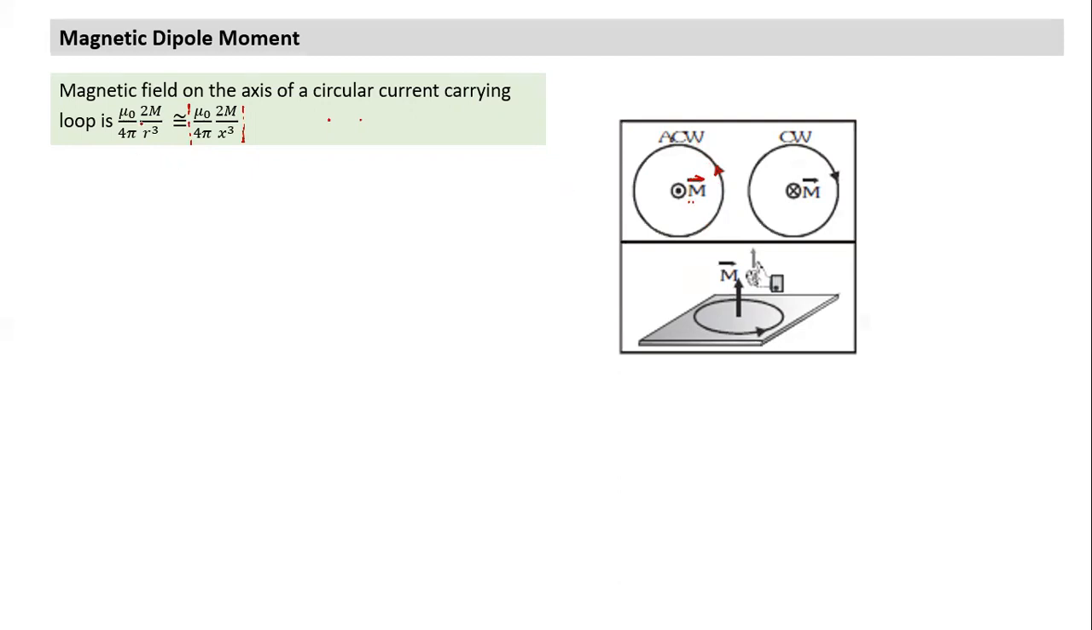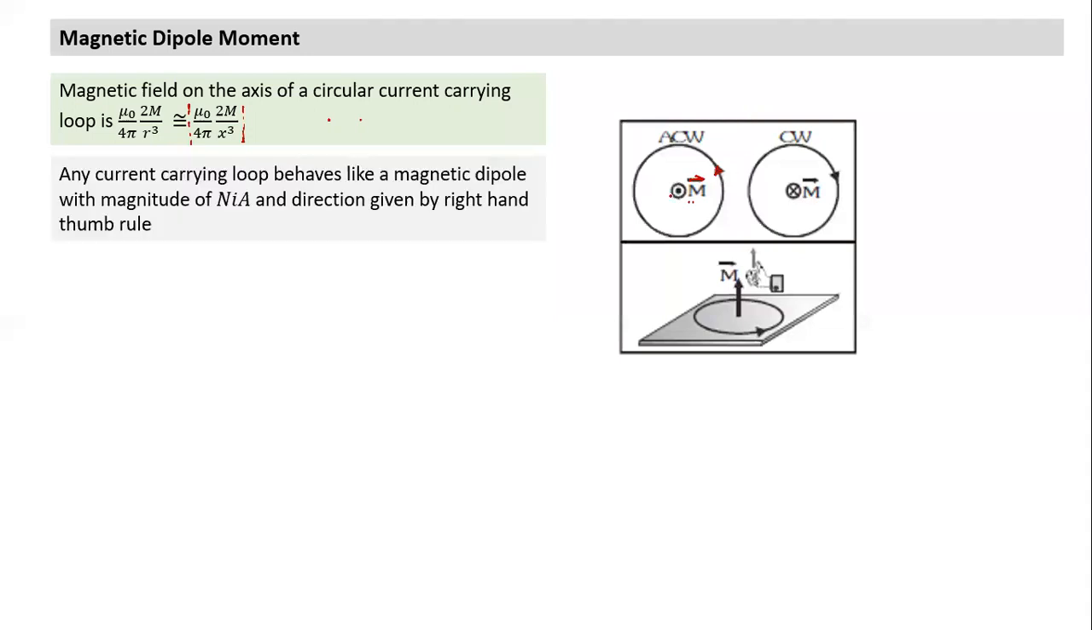And what is the magnitude of dipole moment? Current into area of the loop. So that's what we need to understand. So any current carrying loop behaves like a magnetic dipole with magnitude equal to NIA. What is this I here? This is current, A is area. What does N indicate here? Number of turns. So if there are n number of turns, it is equivalent to n circular loops. And since n number of turns all are pointing in the same direction, I can add it up. It's addition of IA n times: number of turns into current carried by the loop into area.